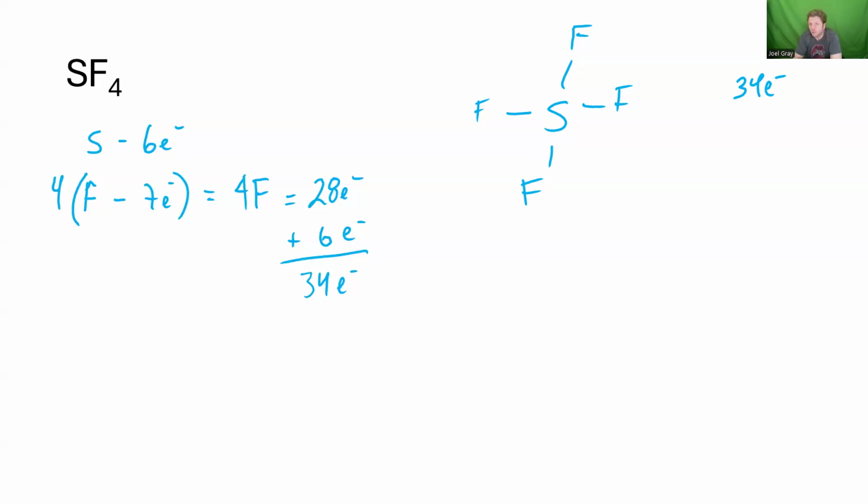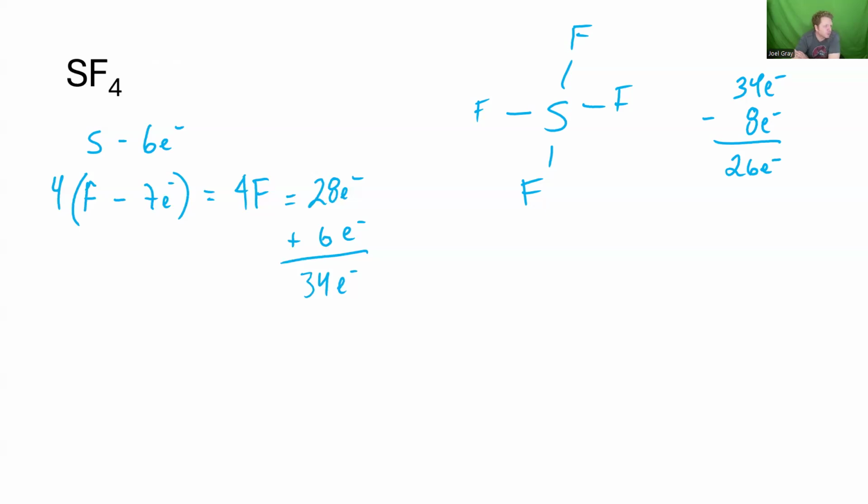How many have I drawn so far? Well, 4 single bonds, each bond representing 2 electrons. We've got 8 electrons drawn. 34 minus 8 is 26 electrons. Okay, so I've got 26 electrons.